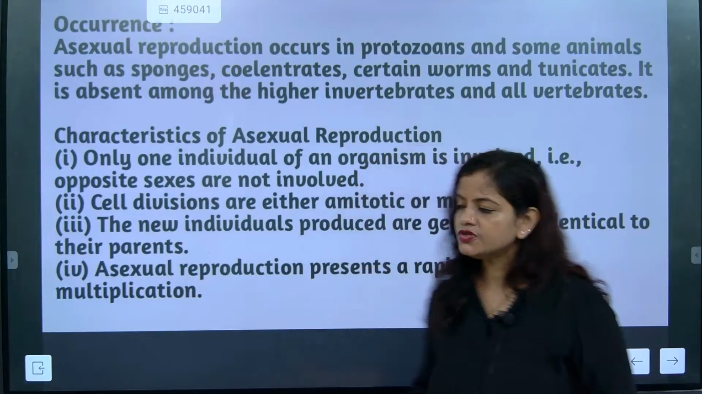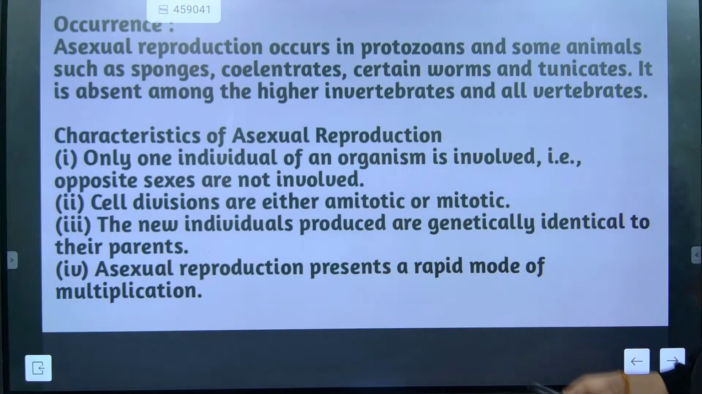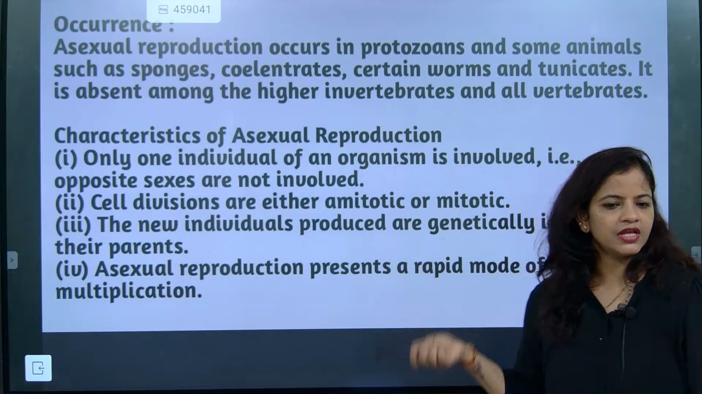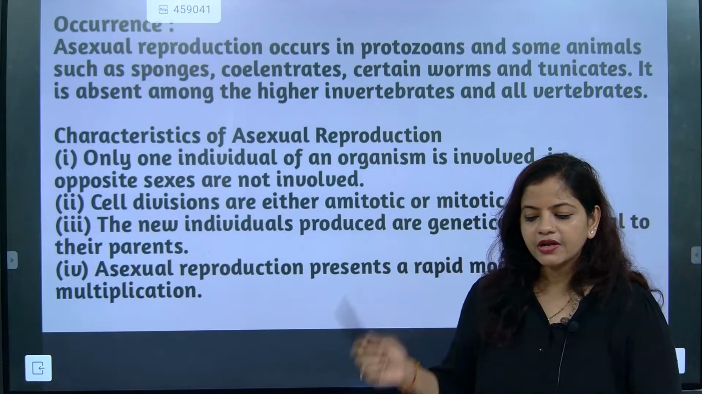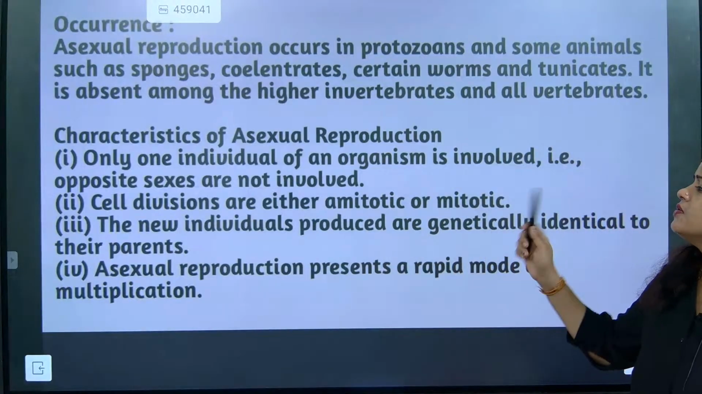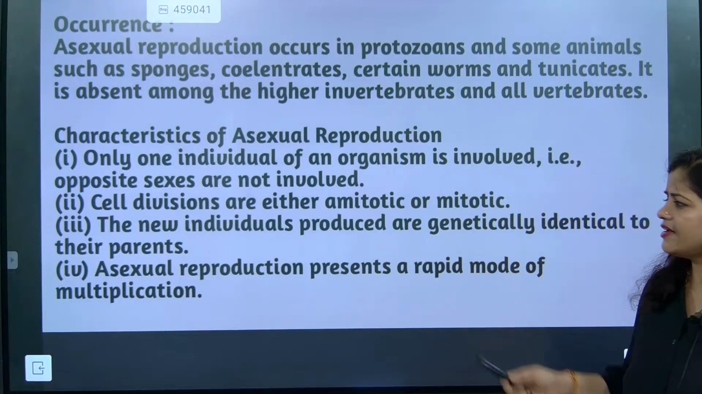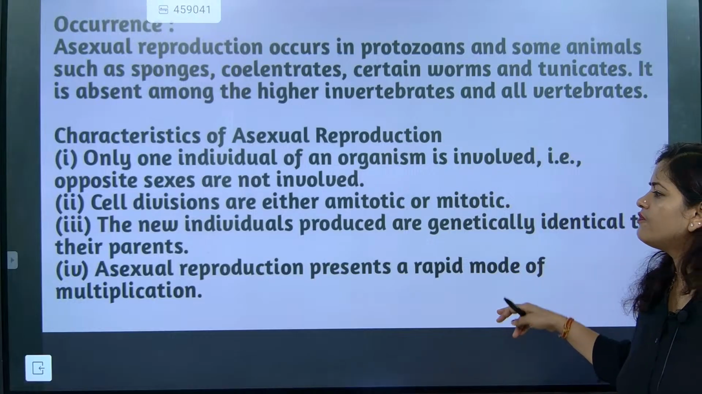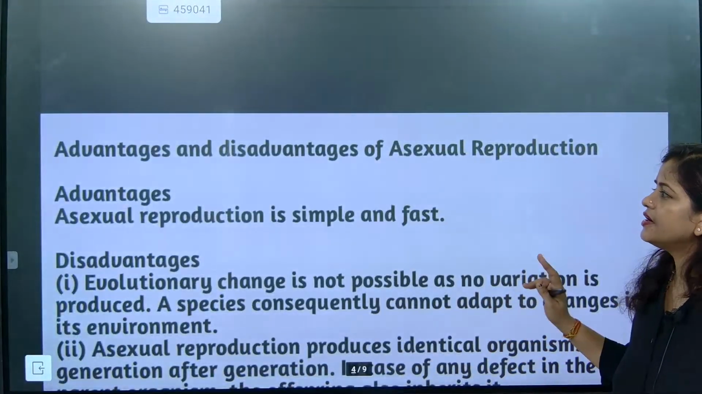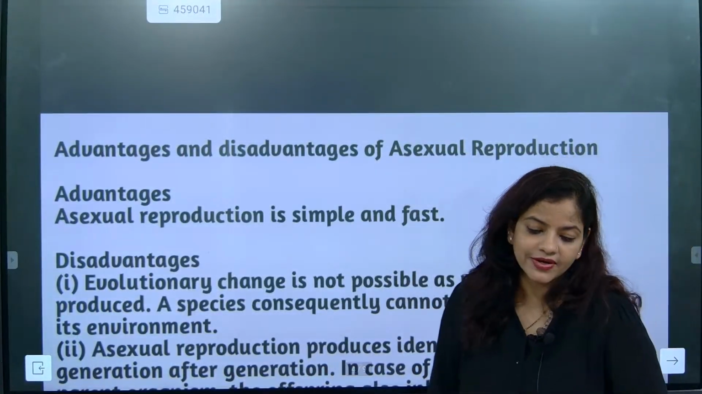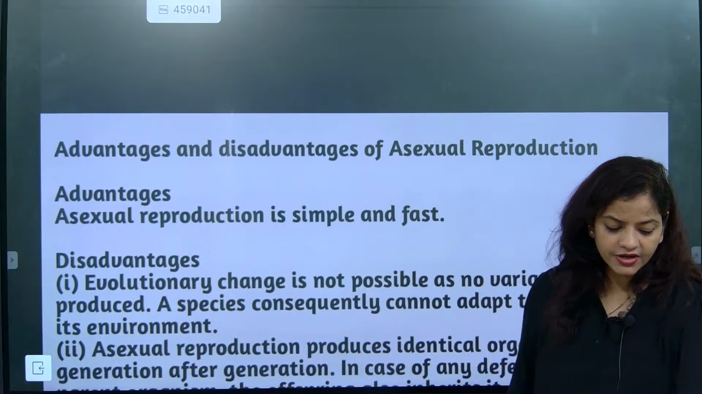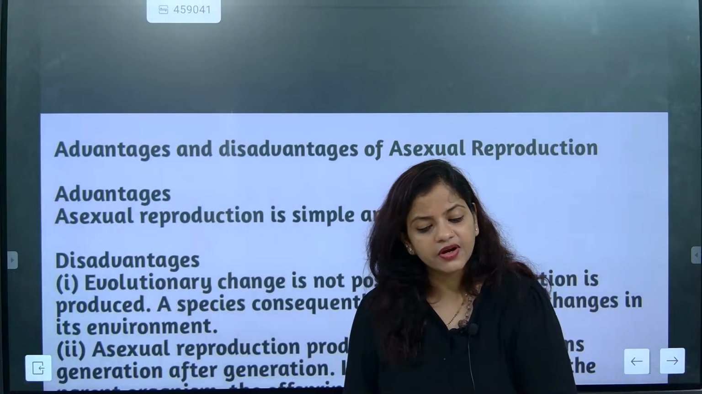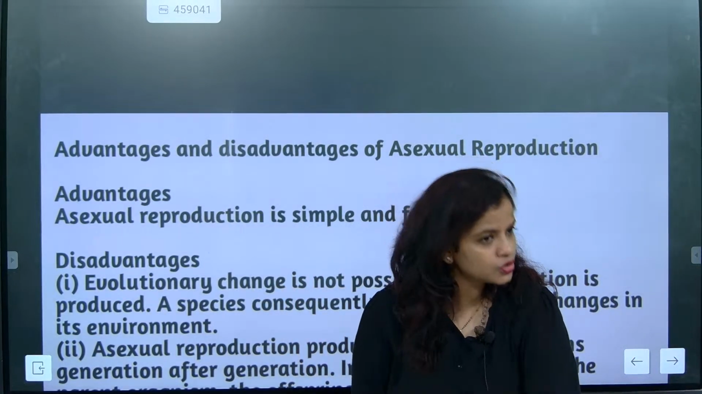God bless you all. So now, cell divisions are either amitotic or mitotic. I'm going to explain about mitotic and amitotic division next class. Now, the new individuals produced are genetically identical. That's what we talked about: clones. And asexual reproduction is a rapid mode of multiplication. That's all the content, the advantages and disadvantages. Yes, there are advantages and there are disadvantages associated with it also, understood?